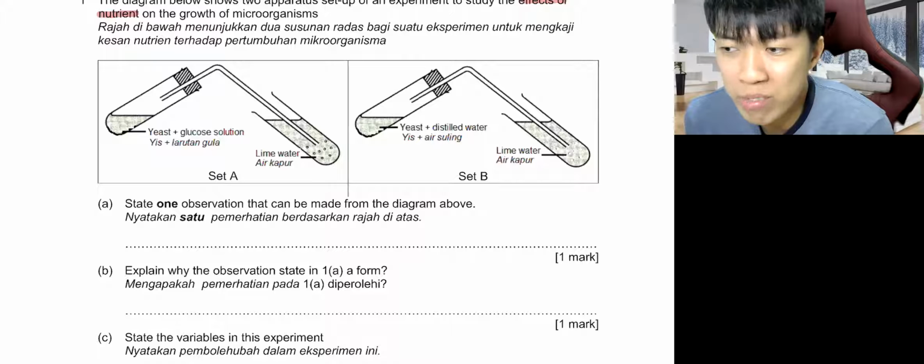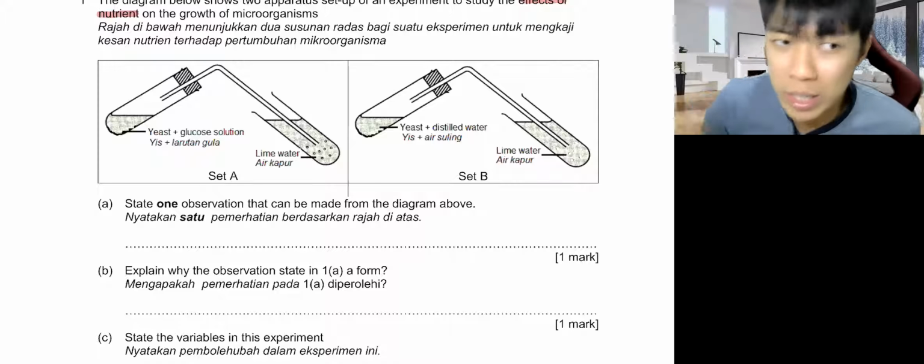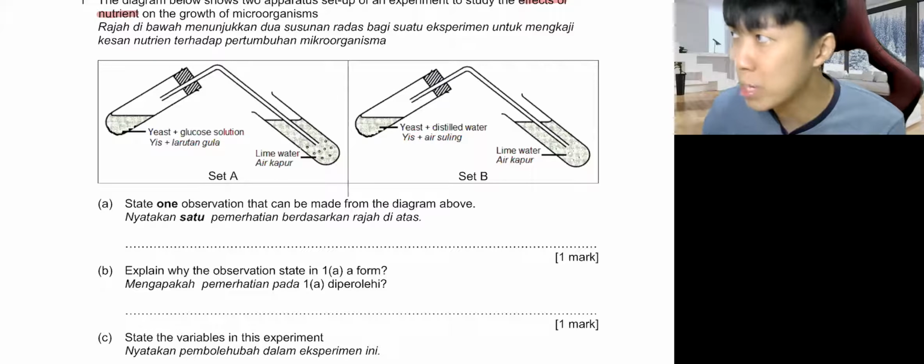I'm talking about the factor, which is nutrients. I'm talking about the growth as well, or the lime water turning cloudy, or the gas bubble. No matter, if you do the if-then, it works the same way.